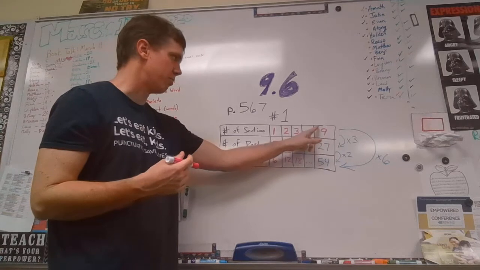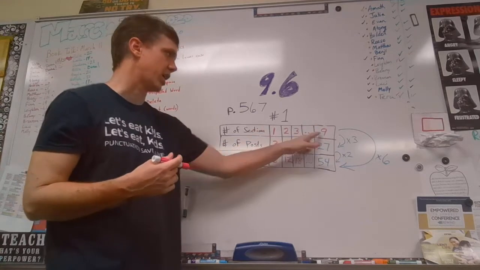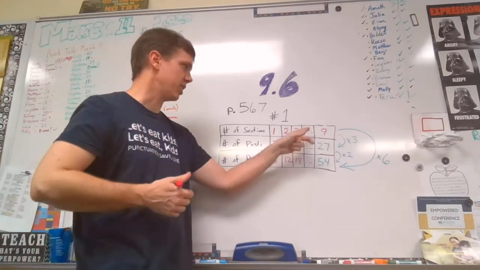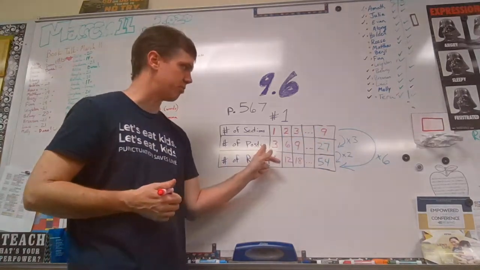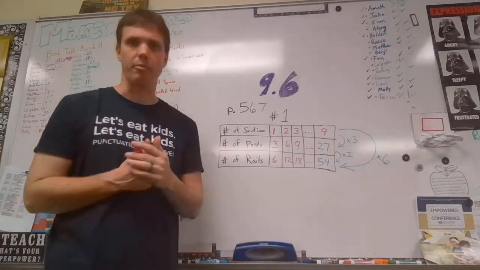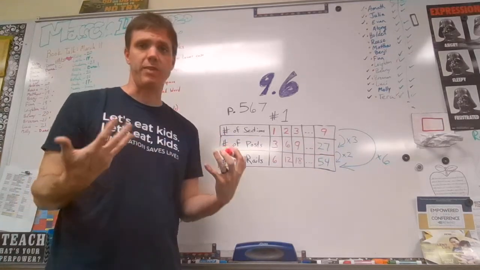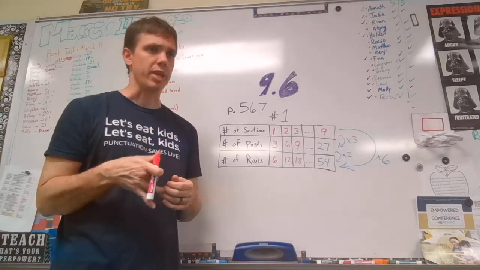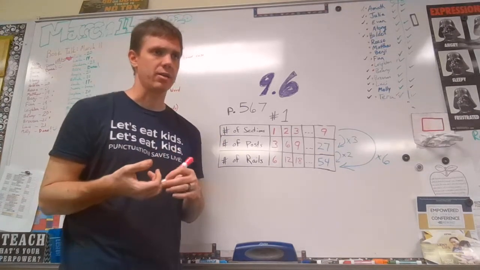Anything works. It makes the most sense, of course, to relate it to the number of sections, because that's what it tells you. So probably your best answer is going to be sections times 3 equals the number of posts, and sections times 6 equals the number of rails. But again, any rule that is valid is perfectly okay. So that's pretty much all of that.